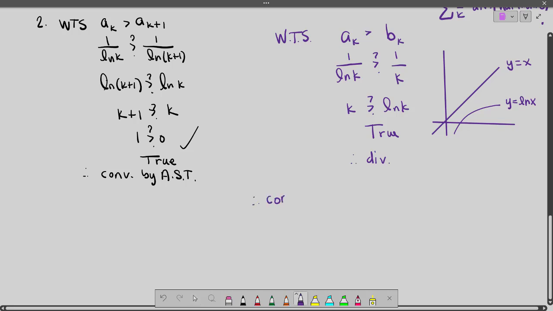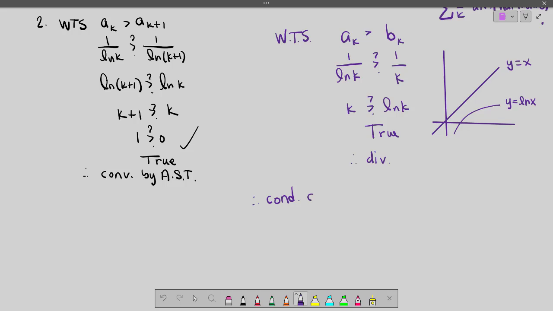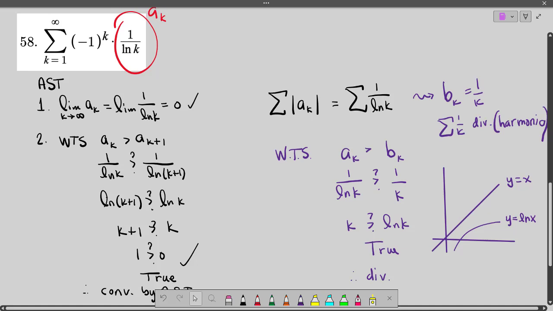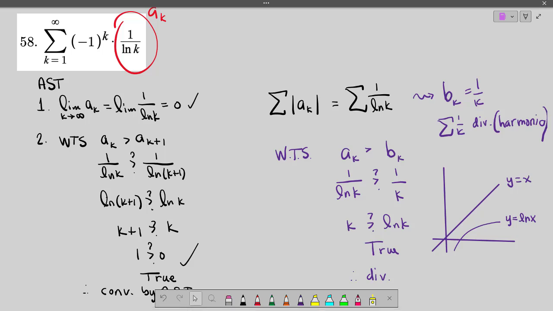Therefore, conditionally convergent. Conditional convergence. Yeah, it's amazing because we have these series where the terms are going to 0 so slowly, but they are going to 0. As soon as you throw in that switch, you have convergence.